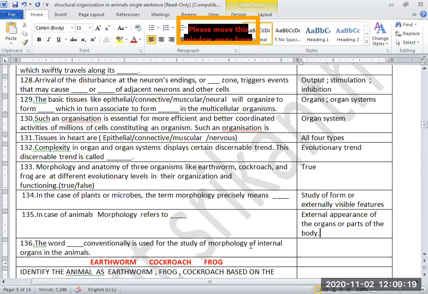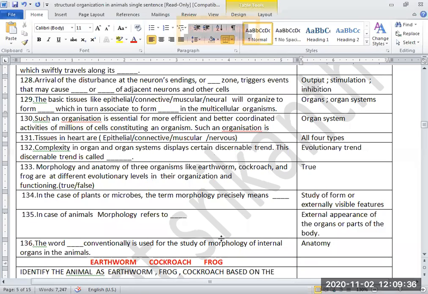Okay, then finally, why do I say finally? Let me complete. The word conventionally used for the study of morphology of internal organs is called anatomy. Anatomy. So that is where we are going to end up here.